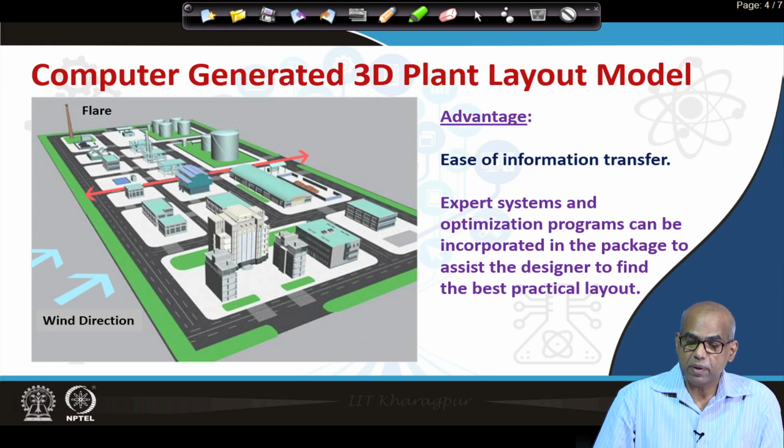Also, expert systems and optimization algorithms can be incorporated in the package to assist the designer to find the best practical layout. So, once you have developed a plant layout model using a software, it should be possible to make use of optimization algorithms to come up with the best practical layout.